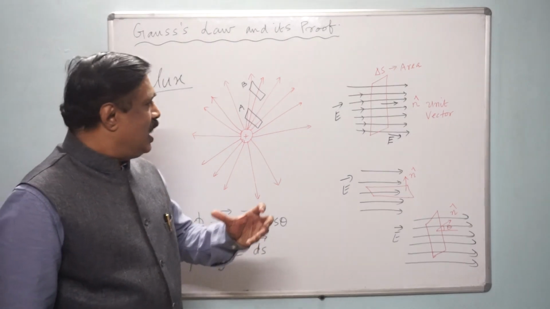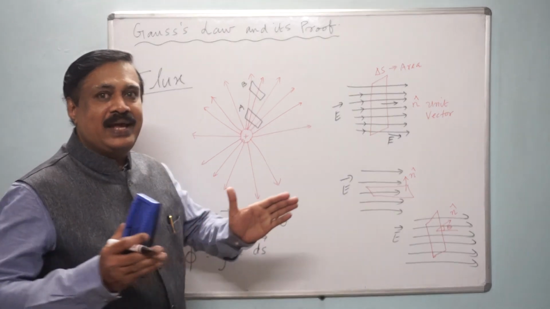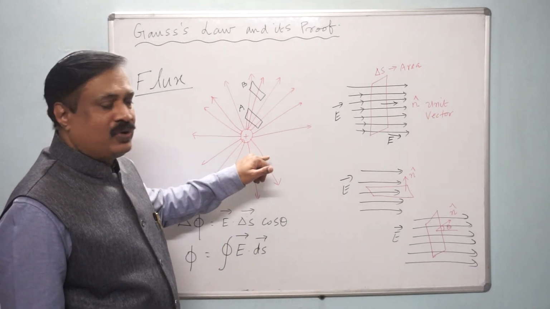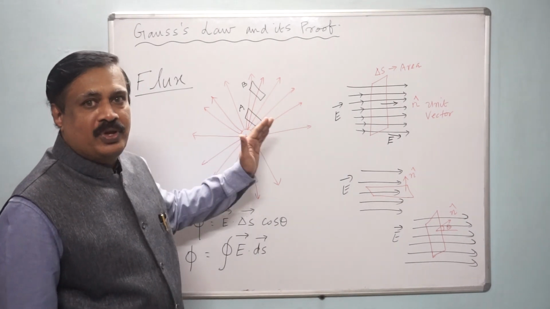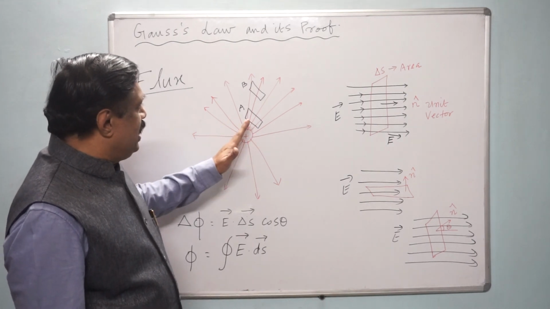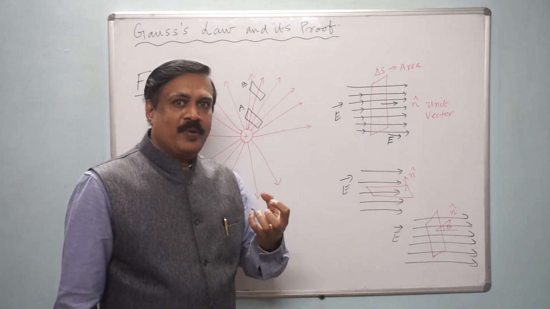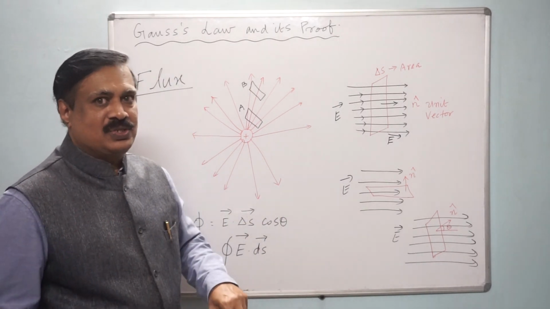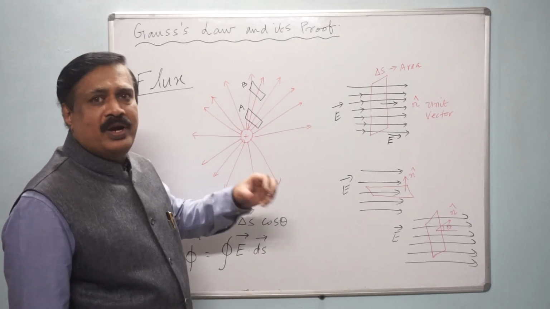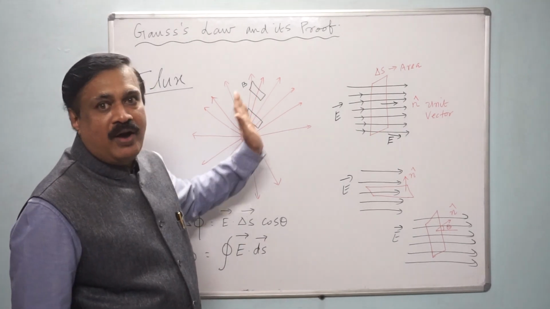For that, we have already seen what a charge is and how the electric lines are drawn for a particular charge. This is a positive charge, therefore the electric lines are outward. If you draw a negative charge, the electric lines are inward. Now see here, the electric lines are outward, and depending upon the charge magnitude, the intensity will be more or less. The electric intensity is more near the charge and less when you move away from the charge.